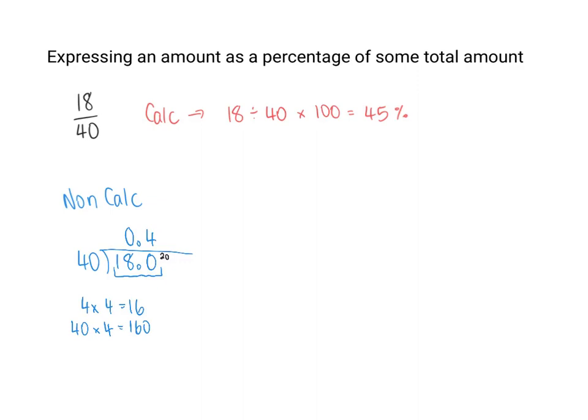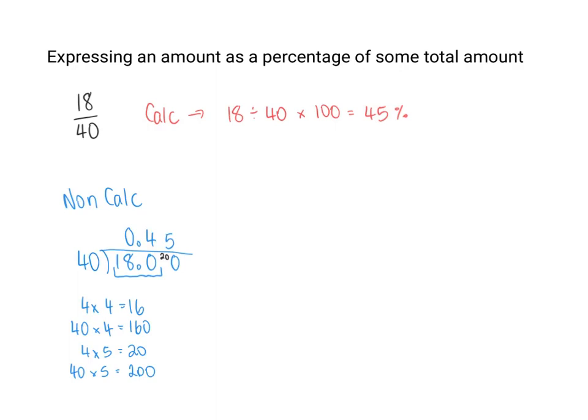Now, because there's a remainder, we have to keep going. So we add an additional 0. So now we need to check, well, how many times does 40 go into 200? Well, hopefully you know that 4 times 5 is 20, which means that 40 times 5 is 200, therefore we would put a 5 up here. There is no more remainder, so that's the decimal.